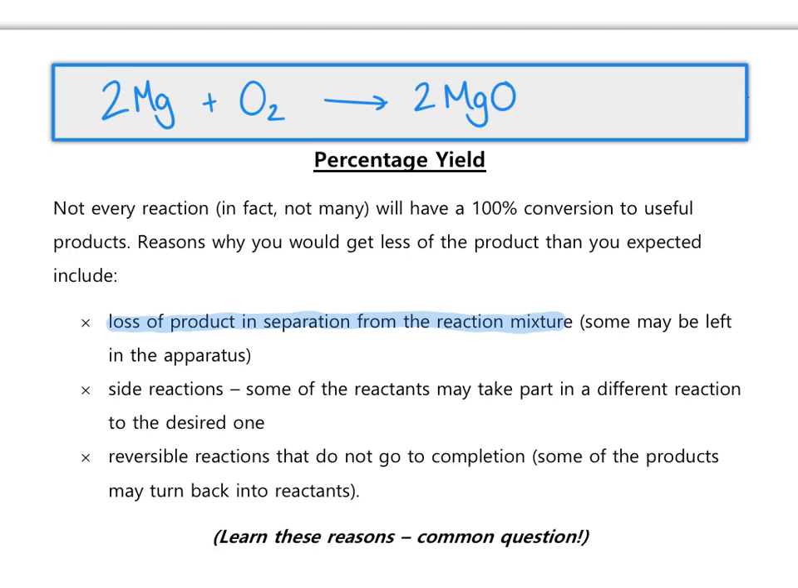So in other words, if I am doing a reaction in, let's say, a conical flask, and I'm trying to extract my product at the end, some of my product may be left behind in the conical flask. I might not get all of it out.